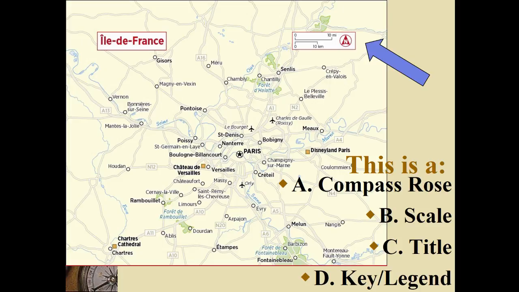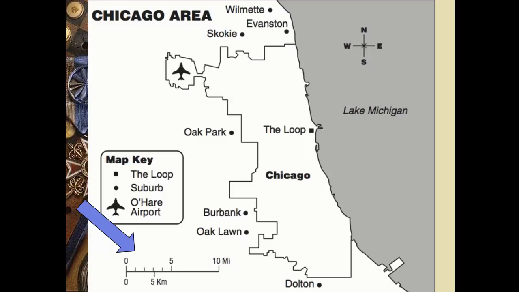You may not think so because it doesn't have a south or an east or a west, but it is. Because if we know where north is, we can figure out where the rest of it is. We can tell where north is, where south is, where east is, and where west is based on one direction. Now, if we look at this, we see a scale as well, and we also see a key. Now, this key has an airplane symbol for the O'Hare Airport.